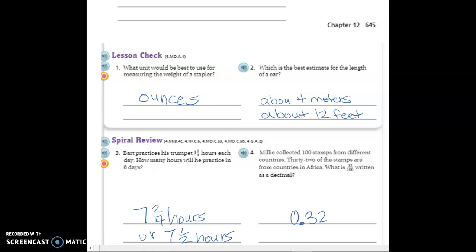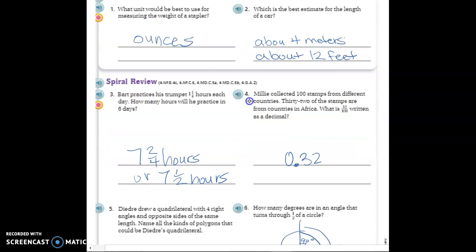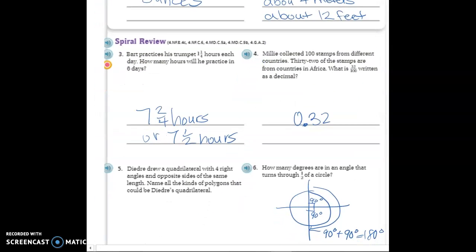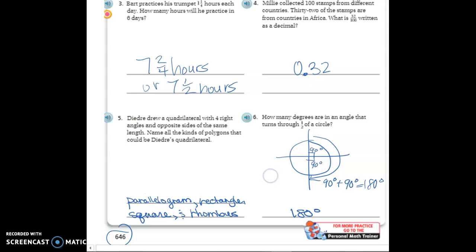Alright, here are the answers. Ounces for number 1, about 4 meters or 12 feet for number 2. Number 3, 7.5 hours or 7 2/4 hours. 32 hundredths on this in the decimal. Number 5, parallelogram, rectangle, square, and rhombus. And number 6, half circle has 2 90-degree angles, so it's 180 degrees.